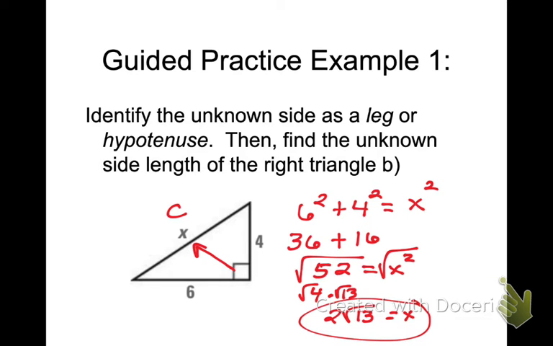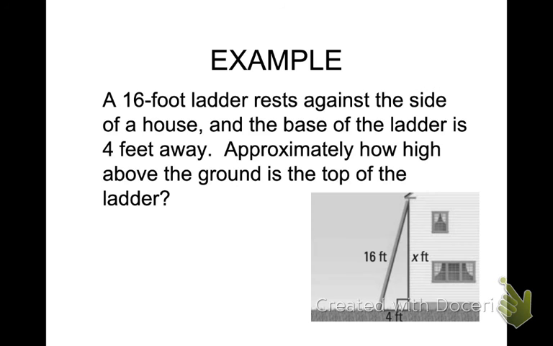Okay, so now let's throw in some word problems. It says a 16-foot ladder rests against the side of a house, and the base of the ladder is 4 feet away. Approximately how high above the ground is the top of the ladder? So here's our 16-foot ladder. The base is 4 feet away from the wall. We want to know how high up it is. So is x a hypotenuse or a leg? It's a leg. Good. So we're solving for a leg.